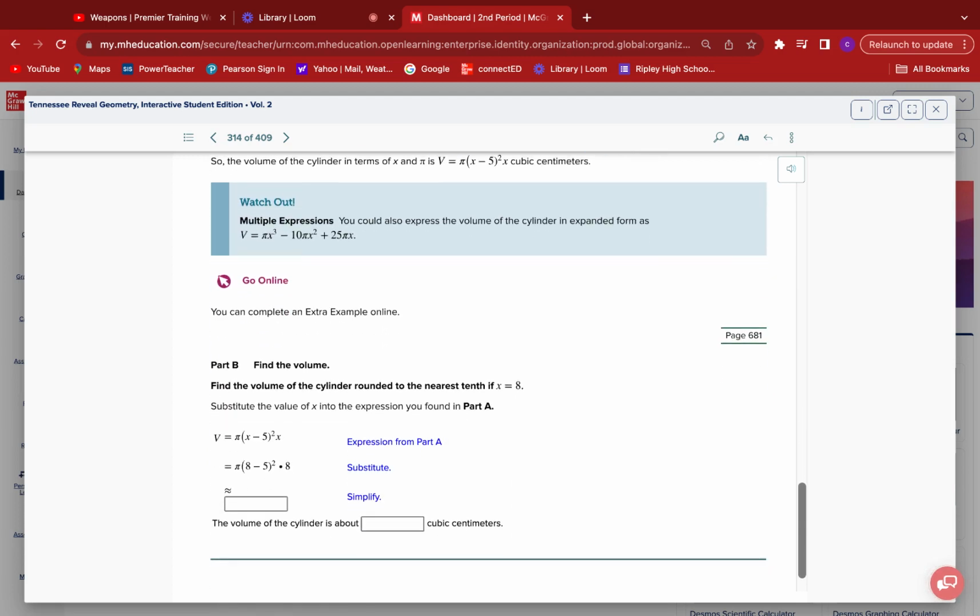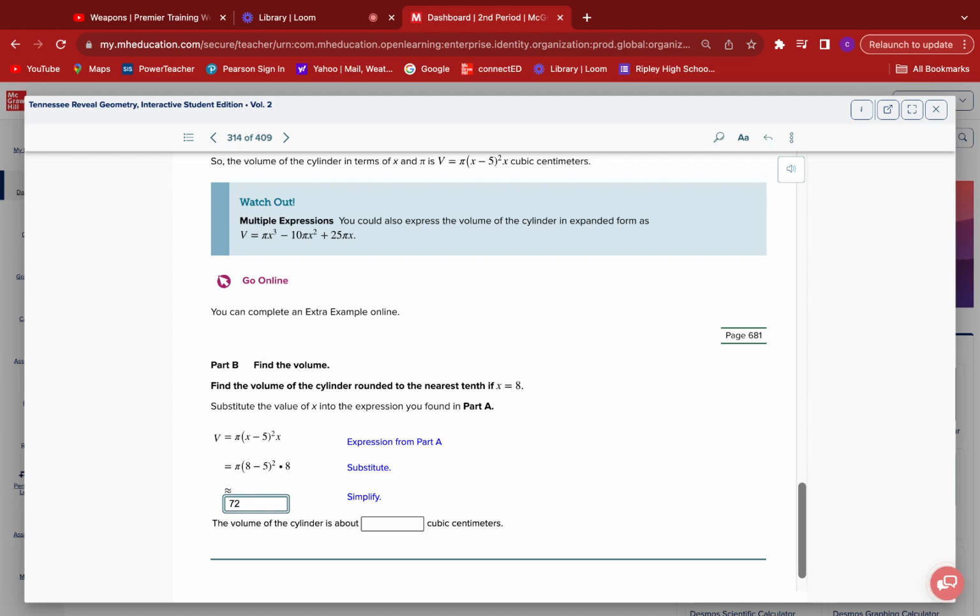Oh, part B, they want us to do a little plugging and chugging. Fine. I'm going to take that x out, replace it with an 8. So it'll be 8 minus 5 is 3. Squared is 9. 9 times 8 is 72. So it'll be 72 pi.